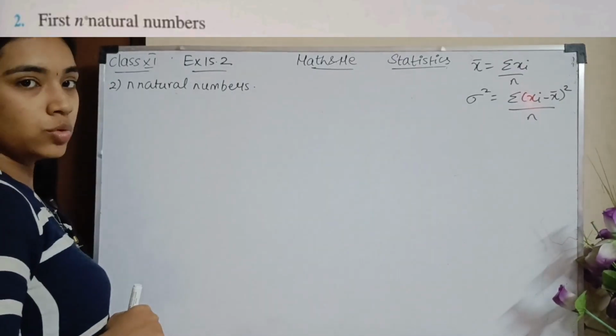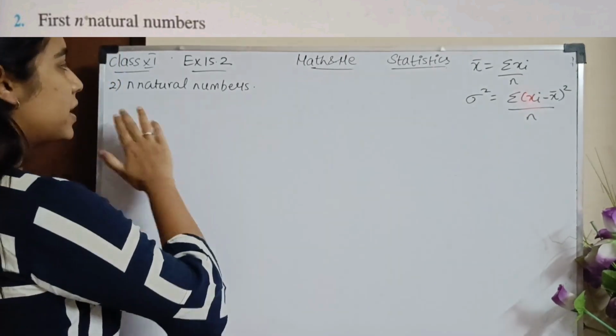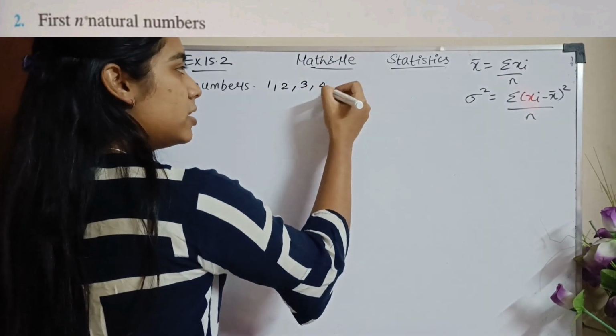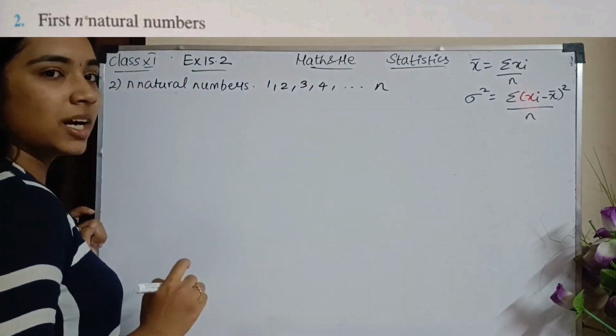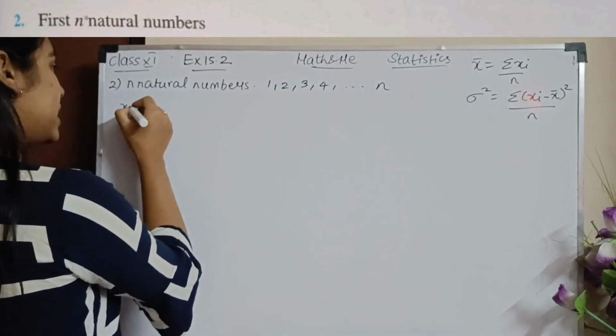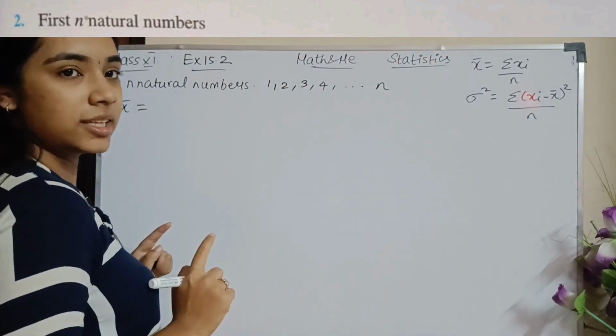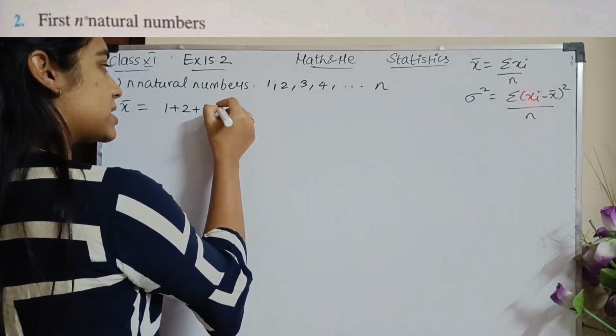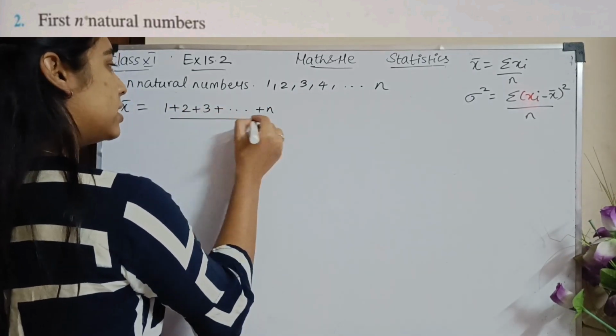Moving on to question number 2, I need to find the mean and the variance of n natural numbers. So, what is your data? 1, 2, 3, 4 and so on until n. How many terms do you have? n terms. Correct? So, what is your mean? x bar is the sum of all the values divided by the total number of values. So, it will be 1 plus 2 plus 3 and so on plus n, divided by n.